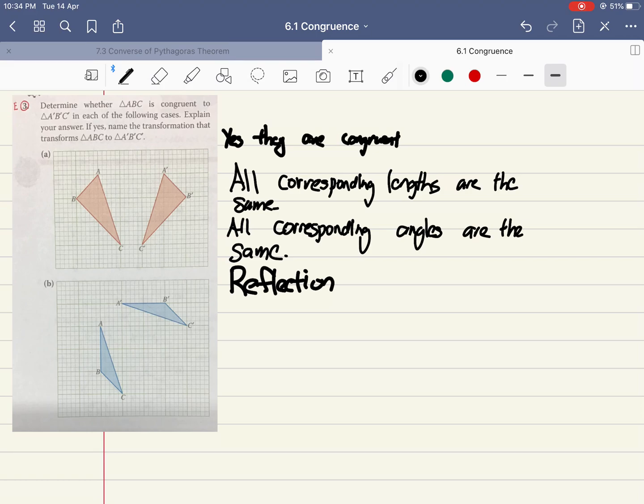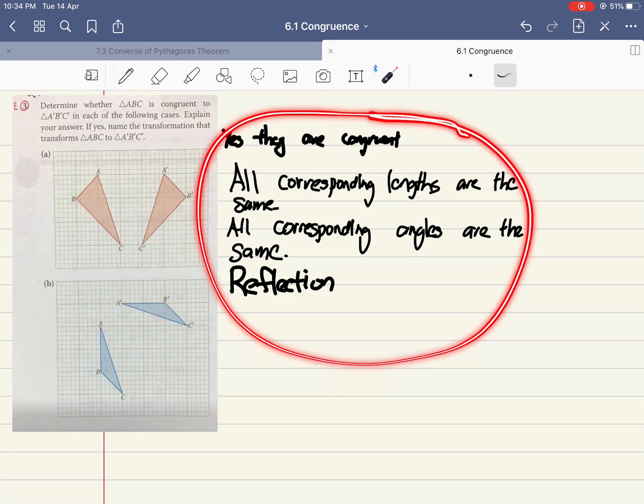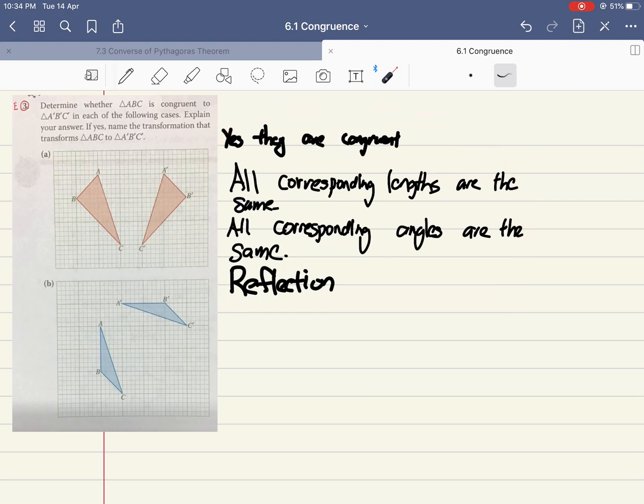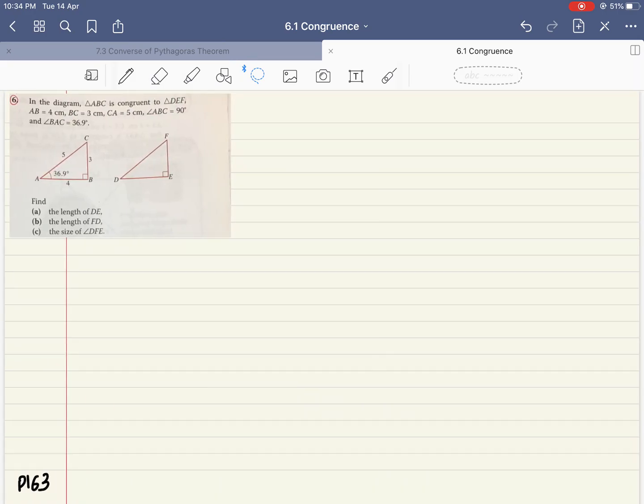Similarly for 3B, are the two triangles congruent? Yes, they are congruent. All corresponding lengths are the same, and all corresponding angles are the same. So similarly, the answer is by a reflection. If you can't see where the line of reflection is, let me just use the laser pointer. The line of reflection is here like this. That's why this point is reflected here, B is reflected here, and A is reflected here. So the answers for 3A and 3B are exactly the same, so I shall not write it down twice for you.